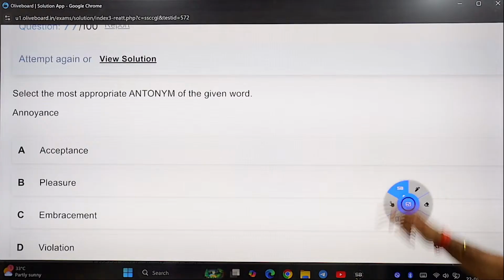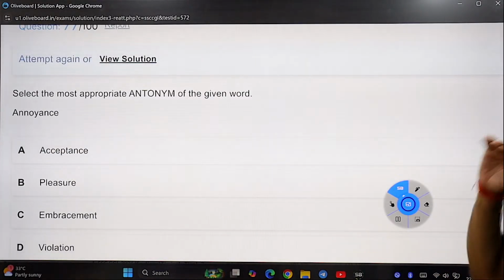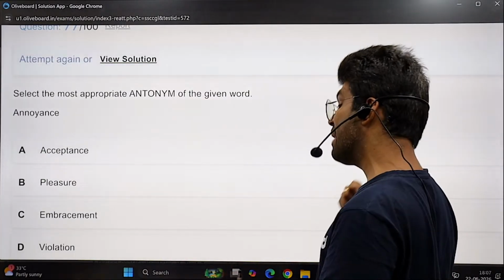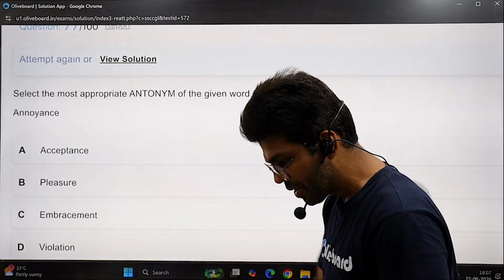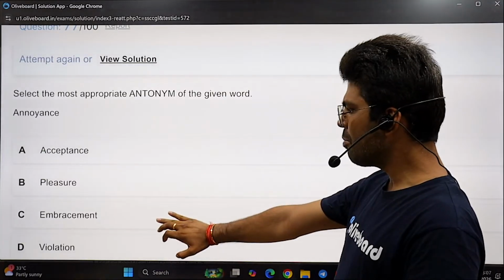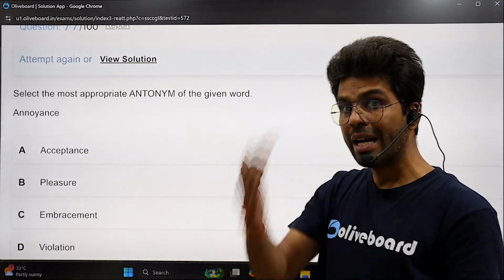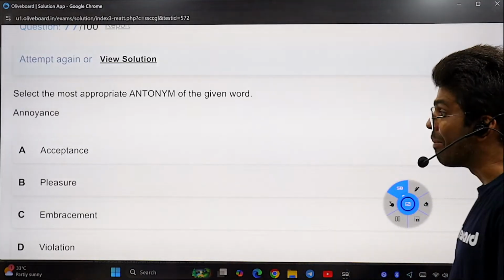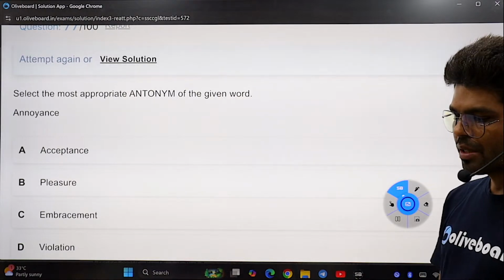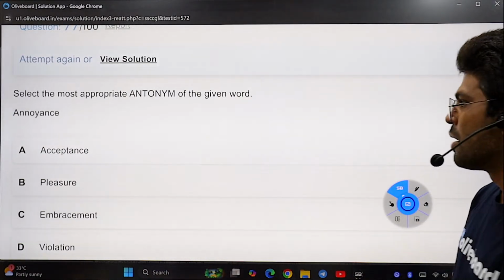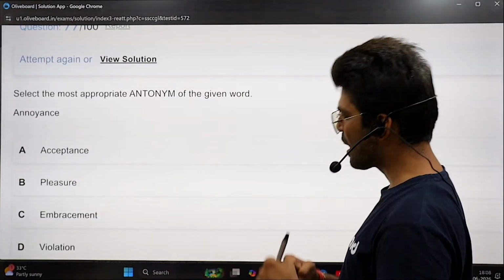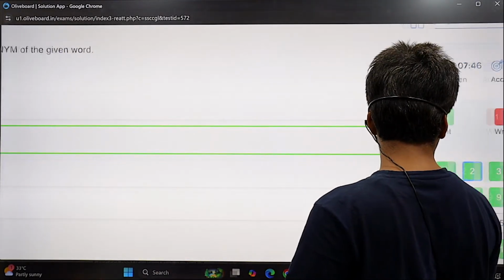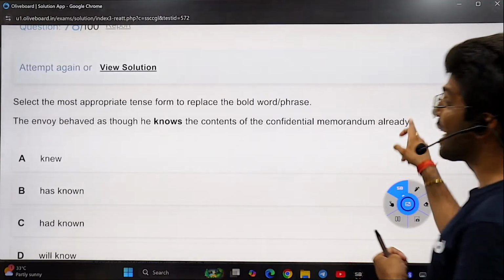Annoyance is going to be disturbance. The opposite of annoyance, why are you disturbing me? Oh, he made me happy. Pleasure, straight. Embrace could be close. This is to embrace, not to embarrass. The positive one. But we have a better choice. Acceptance may be in a bad sense. Violation should be synonymous, not the negative tone. So annoy, to disturb someone. Pleasure, to make someone happy. The antonym. I'm sure you have gone through the test, so solving that at that pace.